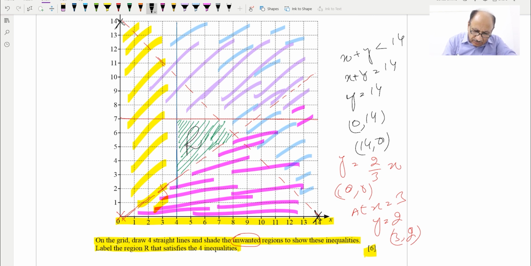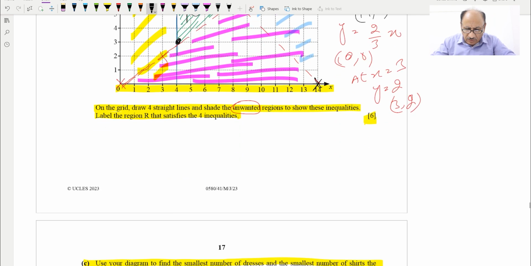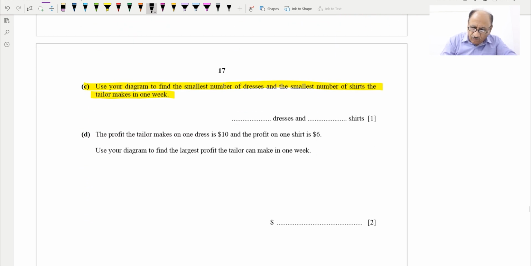We can take this as the smallest number of shirts and dresses, and we can write the answer as 4 dresses and 3 shirts. 4 dresses and 3 shirts will be our answer for this part. And part D: the profit the tailor makes on the dress is $10 and the profit on the shirt is $6. Use your diagram to find the largest profit.